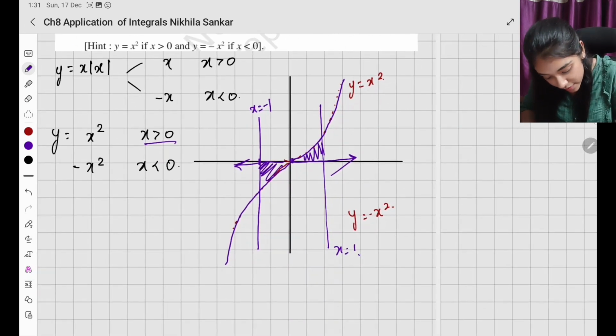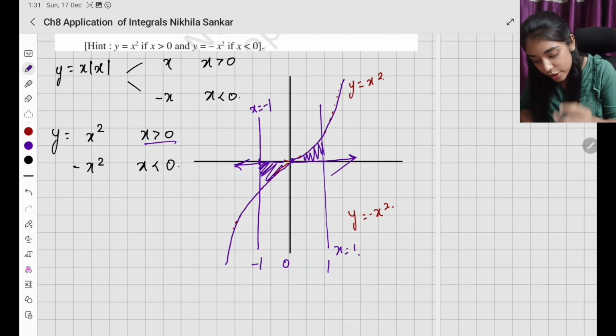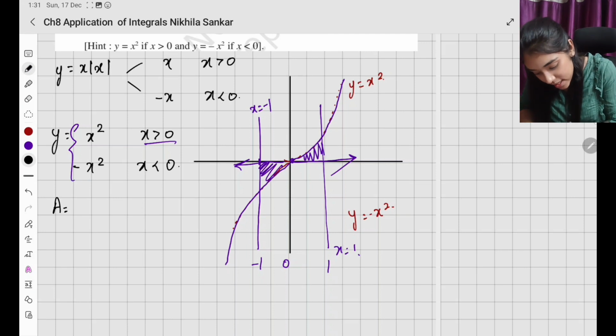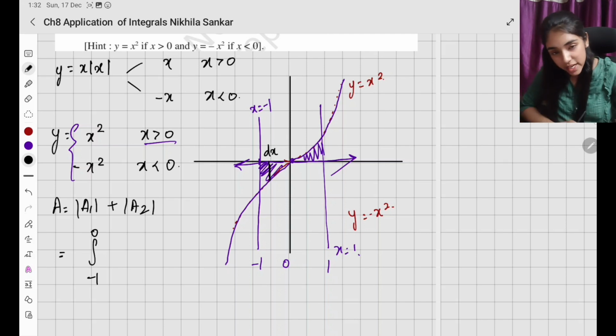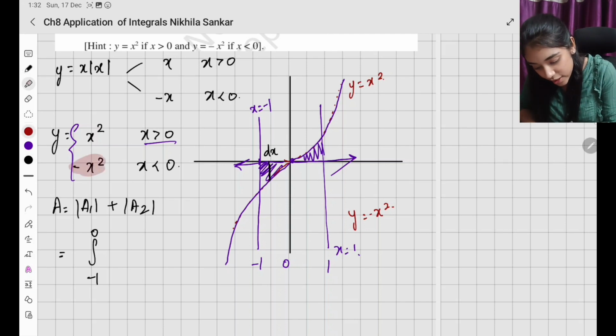So my graph travels from minus 1 to 0 and 0 to 1. And what is the graph going to be? We should know whether it is y equals x square or minus x square. Okay, so my area is going to be a1 plus a2, an integral of, at this place I'm going to take a thin strip. So this is dx. So I have minus 1 to 0. Minus 1 to 0, now we are talking about x less than 0. So my y is going to take the value minus x square.